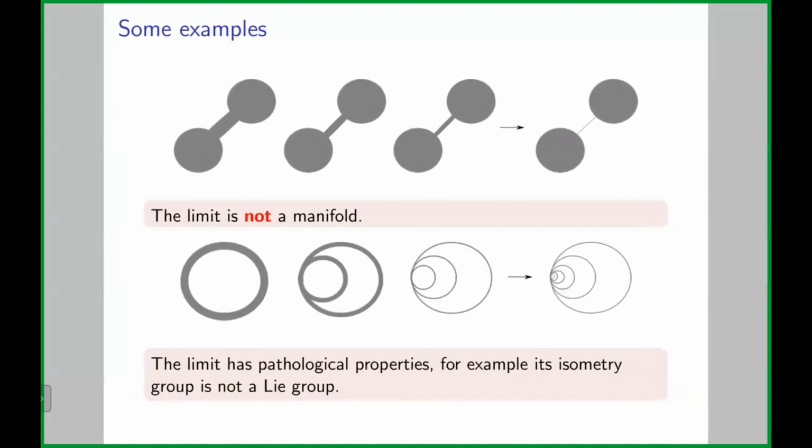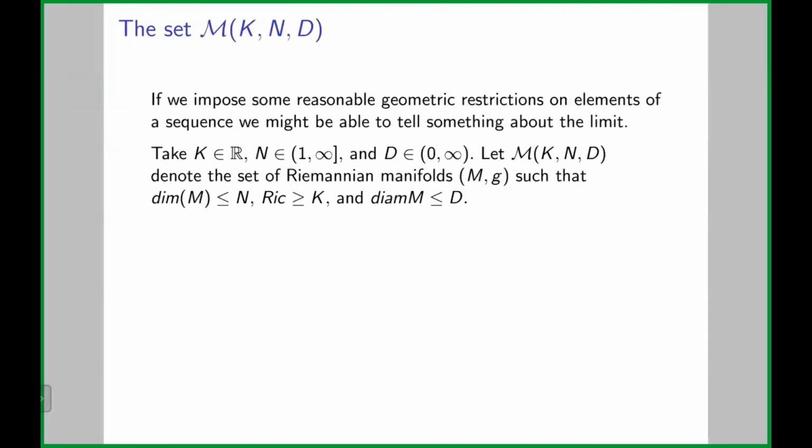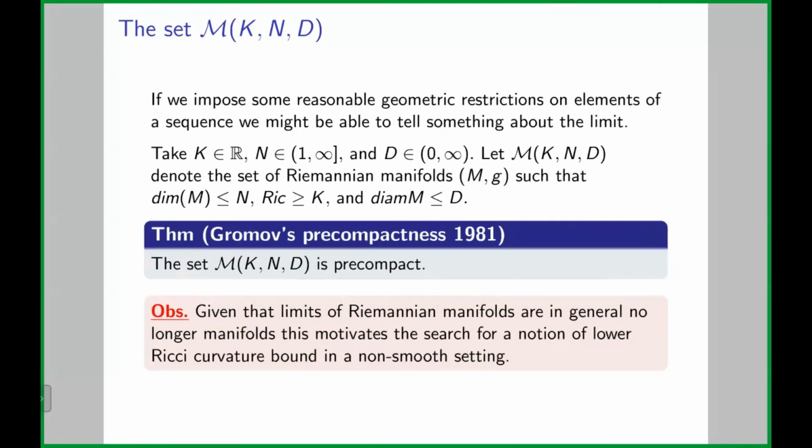But okay, I've given examples of bad things that can happen, but not all is lost. We can impose some reasonable geometric restrictions on the elements of the sequence, and maybe we can say something about limits. For example, take some numbers K in R, N greater than 1, and D a positive number. Let M(K,N,D) denote the set of Riemannian manifolds (M,g) such that the dimension of M is bounded from above by N, and the Ricci curvature is bounded from below by K, and the diameter is bounded above by D. Then Gromov proved that this set is pre-compact with respect to the convergence that we just defined.